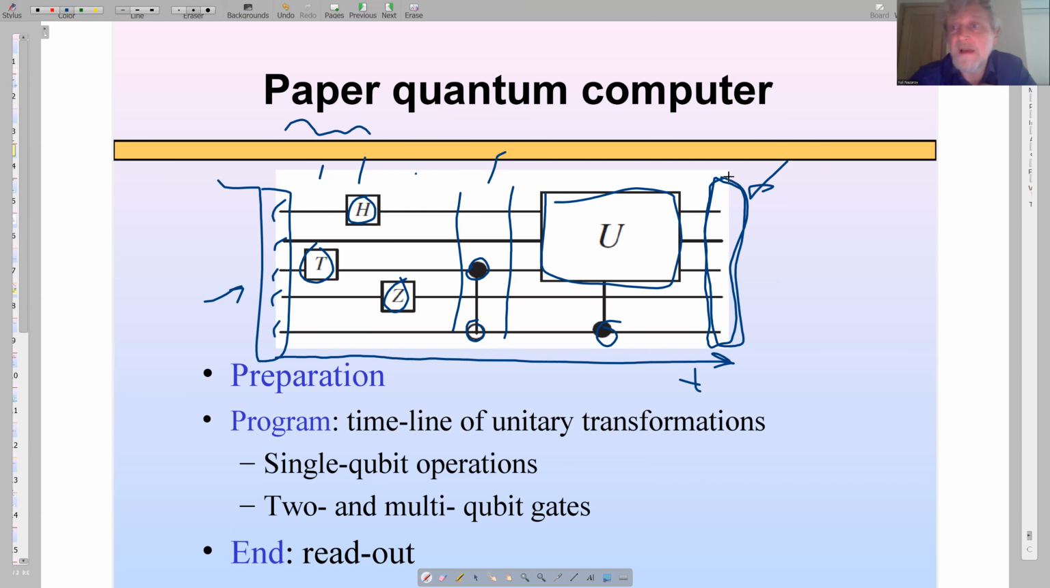So usually a single execution of a quantum program is not enough, since we want to characterize a wave function. We run the same program many times and collect statistics of the results. All right, that's the paper quantum computer, how it's supposed to work. From a mathematical point of view, it's just multiplication of different unitary matrices which involve single qubits, many qubits, and so on.